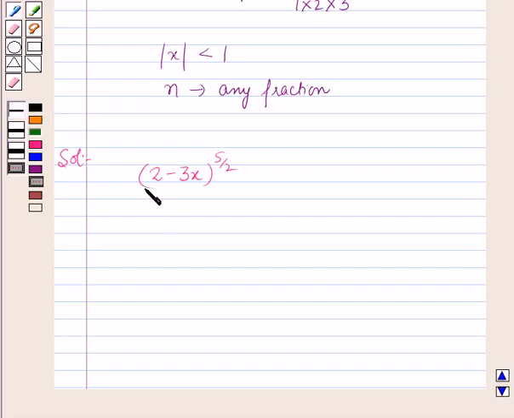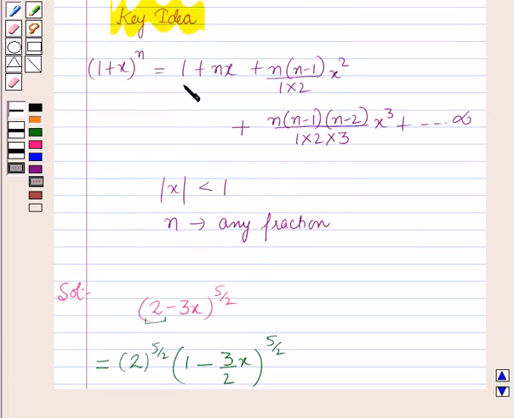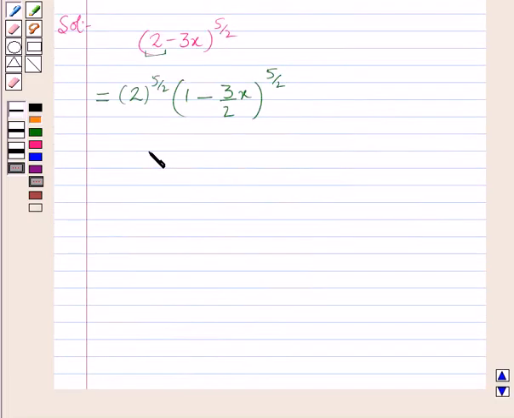Now, before expanding this, we have to make the first term equal to unity. So this will be equal to 2 raised to power 5 by 2 inside (1 minus 3 by 2 x) whole raised to power 5 by 2. Now, using the expansion which is given in the key idea, here x is minus 3 by 2 x and n is 5 by 2.